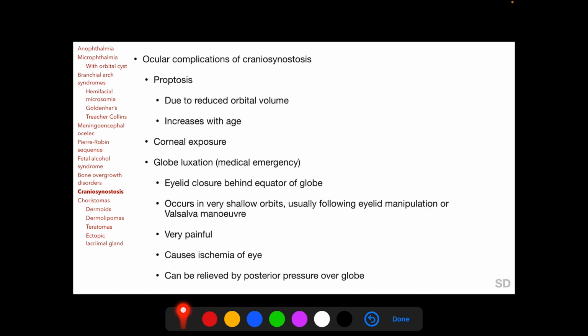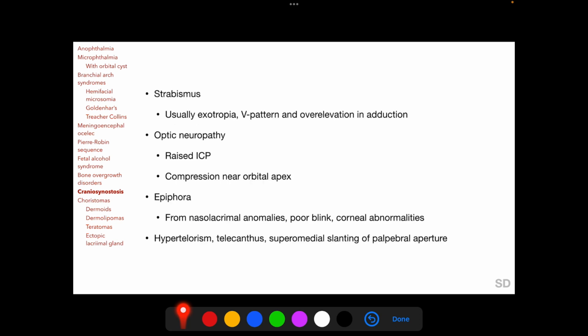It is a very painful condition and there can be ischemia of the eye, making it a medical emergency, and as early as possible it must be relieved by firm posterior pressure on the sclera between the eyelids. Craniosynostosis can also cause strabismus, and usually it is exotropia with V pattern and over elevation in adduction. Optic neuropathy can occur because of associated raised intracranial pressure or compression of the optic nerve near the orbital apex.